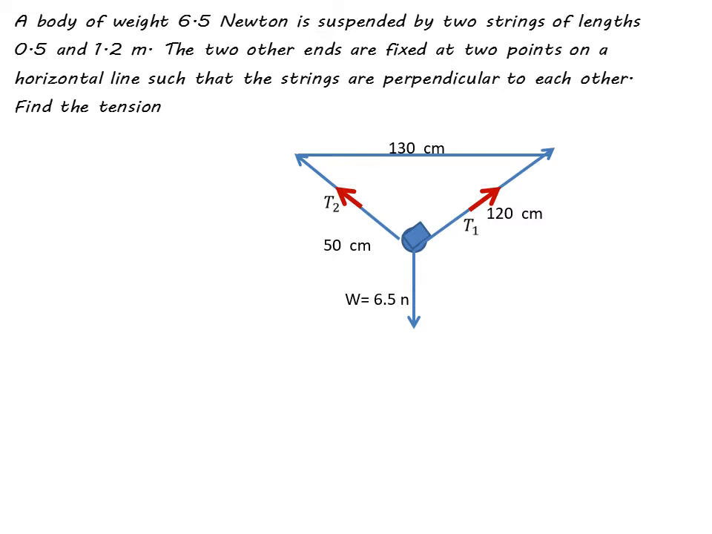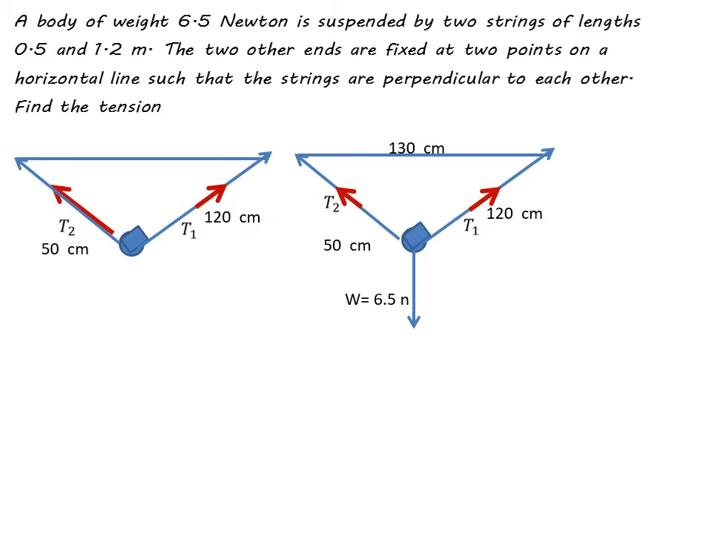Finding the length of the third side by using Pythagoras, 50 square plus 120 square, it will be 130. The first force will be the tension, and the angle between T1 and T2 equal 90 degree. The line of action equal 120, and the second one equal 50. Finally, the length of the third side will be 130, and we have a weight vertically down.